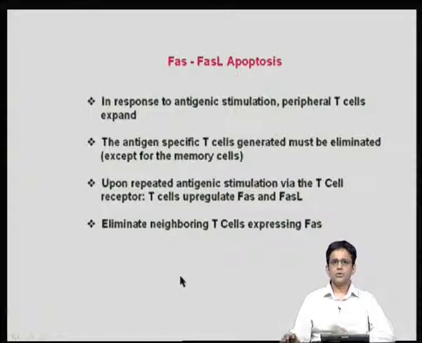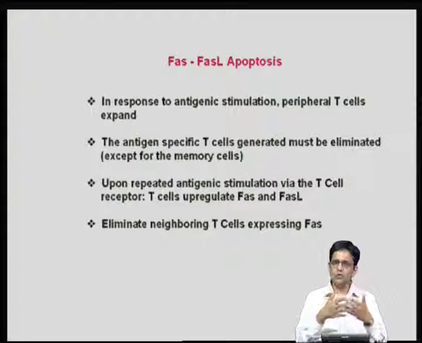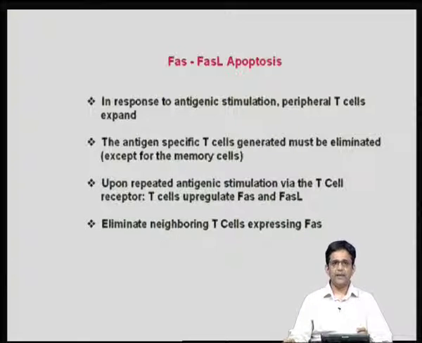Okay, a little bit more about FAS-FASL apoptosis. In response to antigenic stimulation, peripheral T cells will expand. Now, the majority of these T cells need to be eliminated except for a small pool of memory T cells. Upon repeated antigenic stimulation and expression of high amounts of IL-2, IL-2 induces the expression of FASL, and so you have the AICD pathway turned on, and then you eliminate these cells.